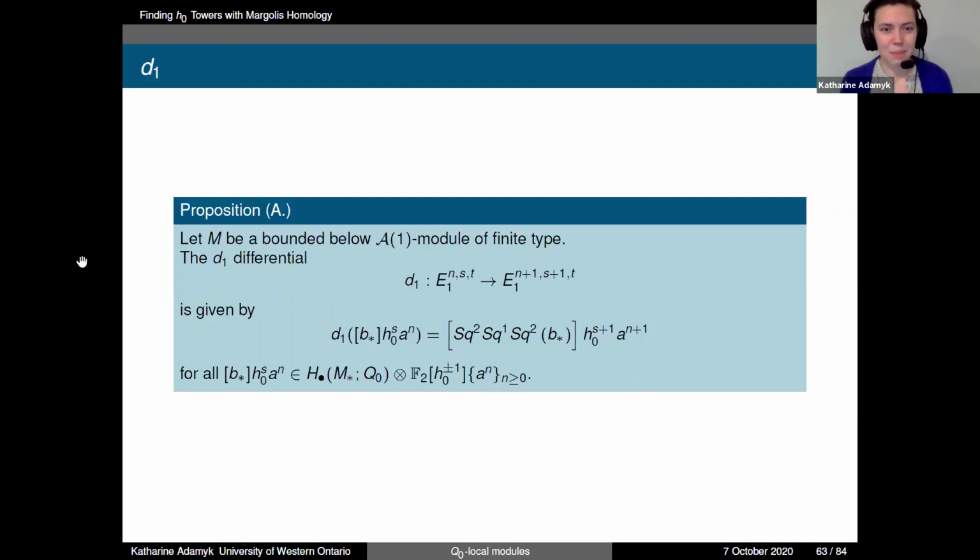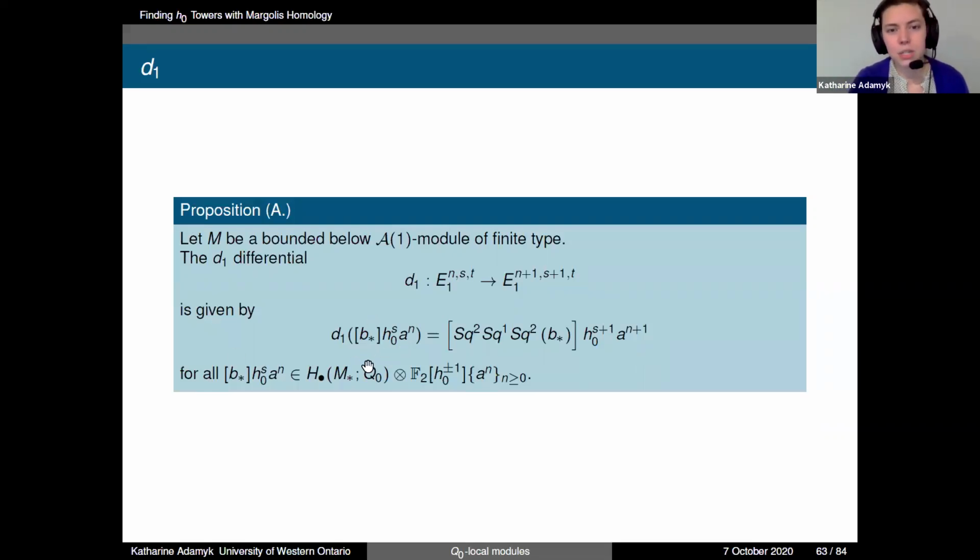So this is a lot of text. Let me parse it briefly. I'm taking D1 of some class in the Margolis homology of M dual. That's the B dual there. And then I've got multiplication by my classes H naught and A. So H naught and A, I'm just going to get another copy of each of those. So I'm moving up one in the filtration degree, and I'm moving up 1 in the degree S.